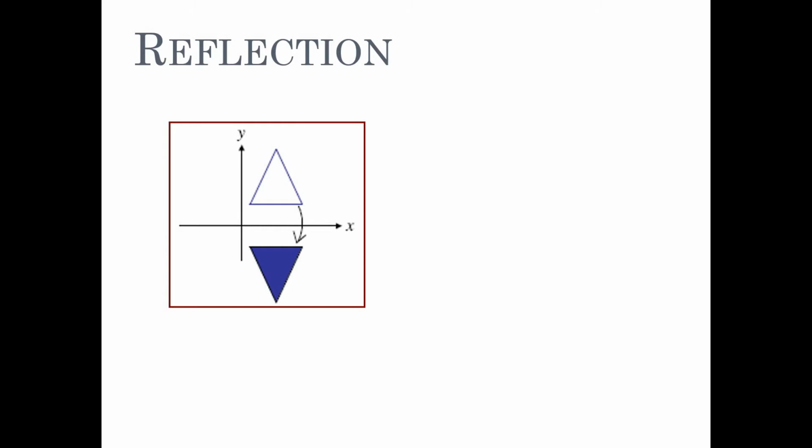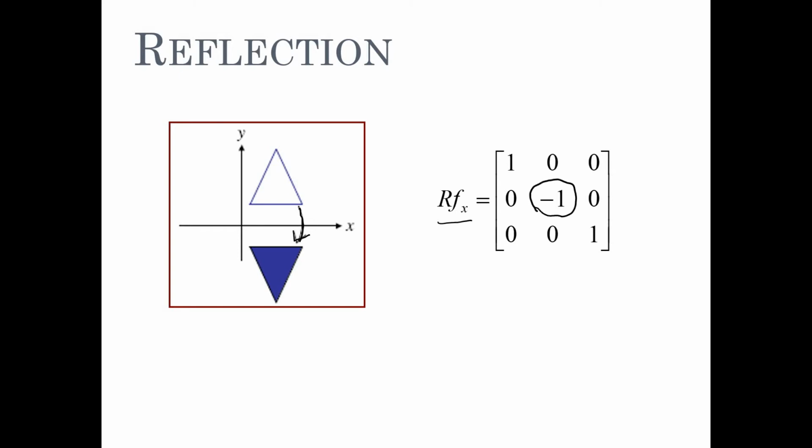We are considering a triangle here. This is with respect to the x-axis. As you can see, with respect to the x-axis, we have a reflection like this, and the reflection matrix will be written like this: 1 0 0, 0 minus 1 0, 0 0 1. This minus 1 indicates that the reflection is on the x-axis.